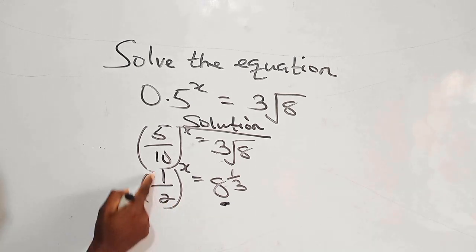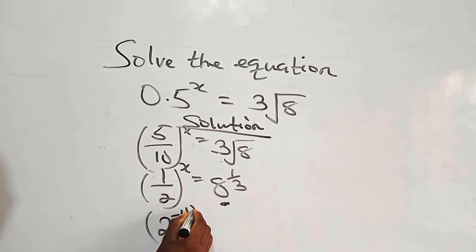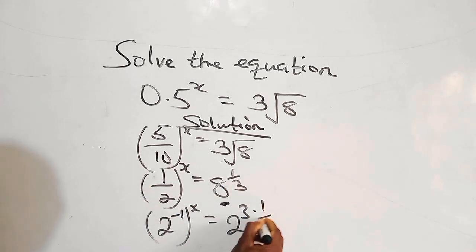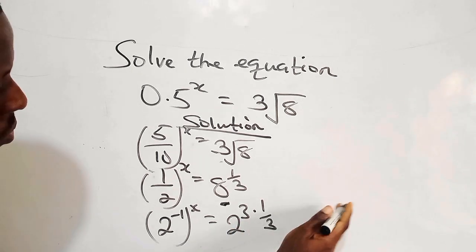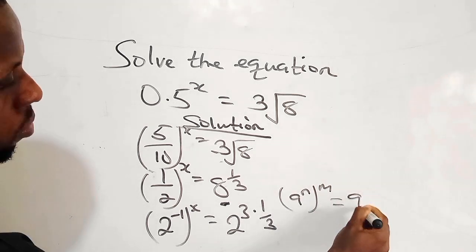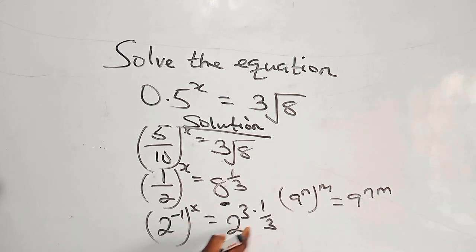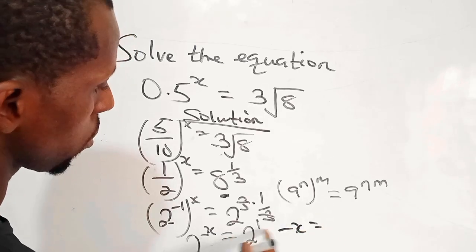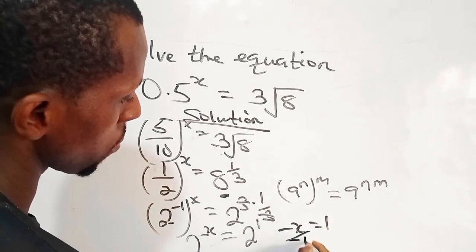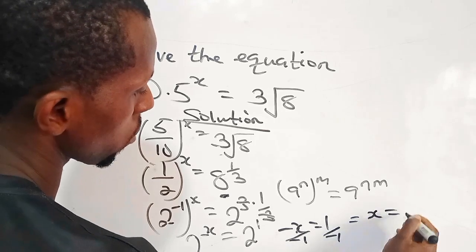So for this, I can write this 1 over 2 as 2 to the power minus 1, to the power x, equals 2 to the power 3 times 1 over 3. And you use the exponents rule that says when you multiply two indices like this, a to the power n. So when you apply this here, I have 2 raised to power minus 1 times x, which is minus x, equals, so this can go, 2 raised to power 1. When you compare the exponents, from here you look for x, you divide both sides by minus 1, so my x equals minus 1.